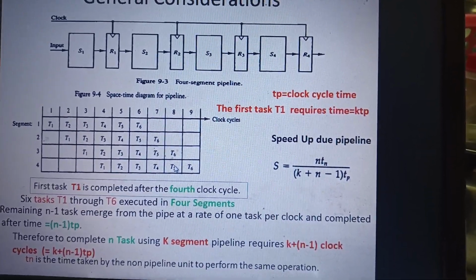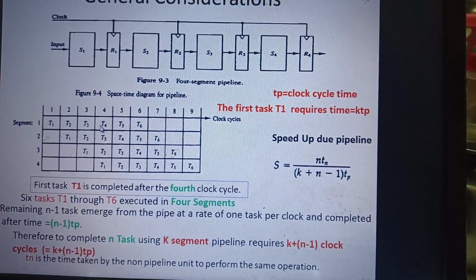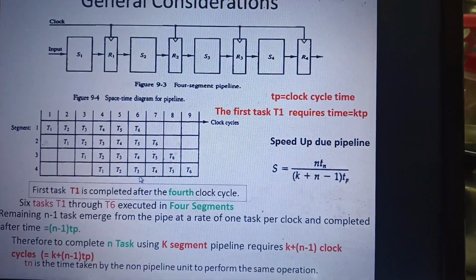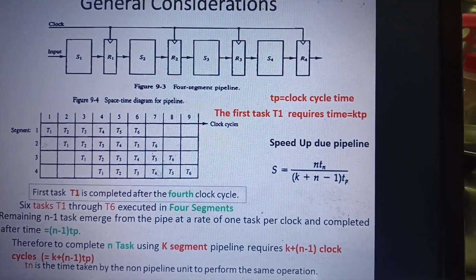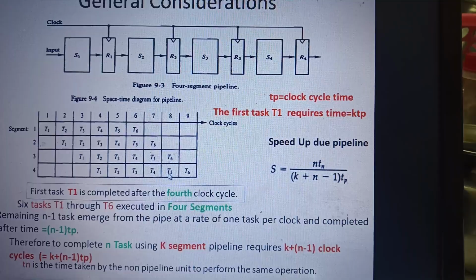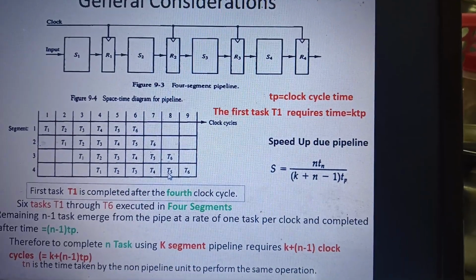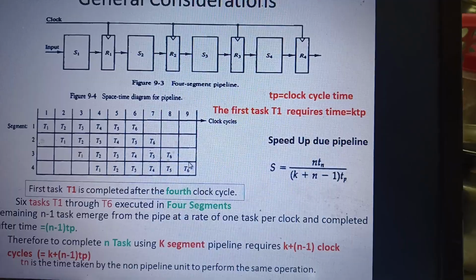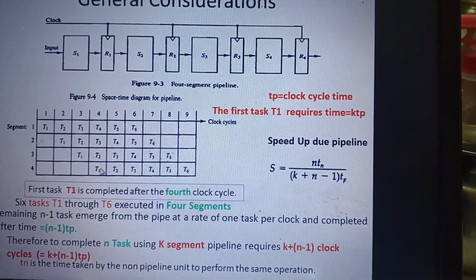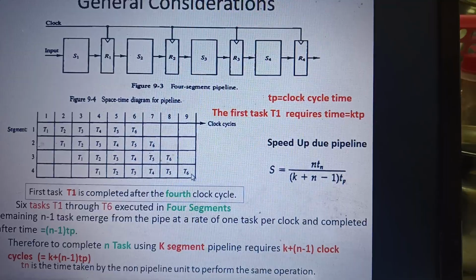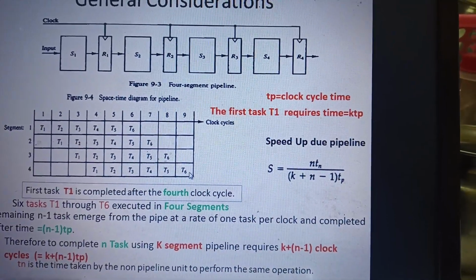So this is the fifth job. Time required to complete is 4 plus 4, that is 4 plus 5 minus 1. In the same way, time required to complete the sixth job is these 4 clock cycles, then these 5, means 4 plus 5, that is 4 plus 6 minus 1.